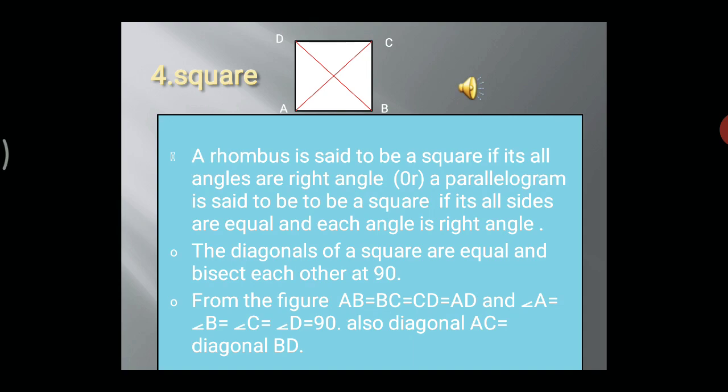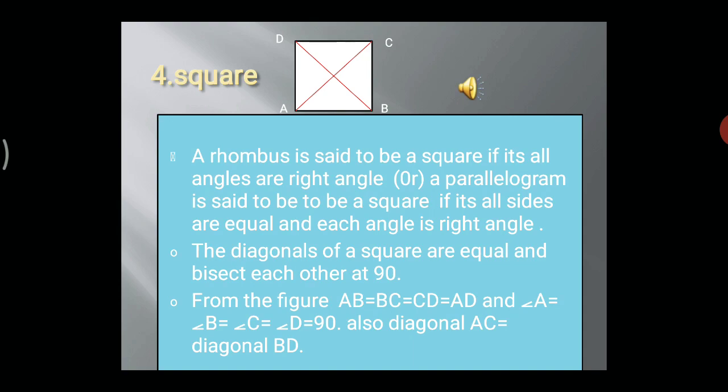Number 4 is square. A rhombus is said to be a square if all its angles are right angles, or we can say a parallelogram is said to be a square if all its sides are equal and each angle is 90 degree. In a square, the diagonals are equal and they bisect each other at 90 degree.